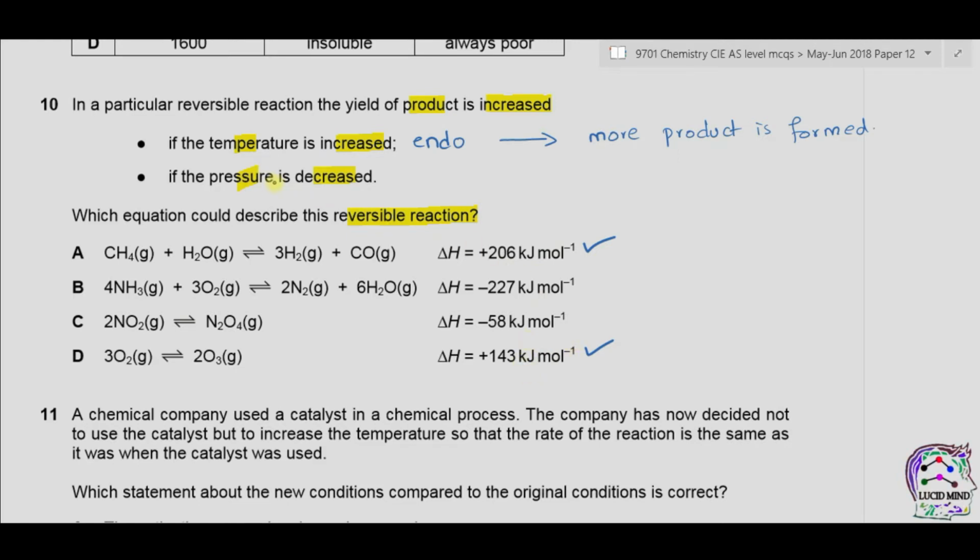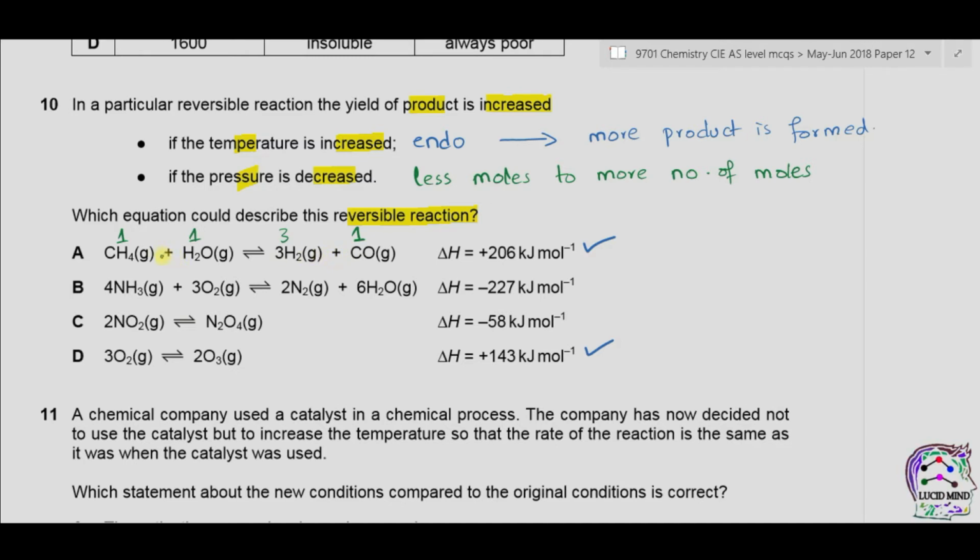Second thing is pressure. Now we know that when pressure is decreased, the reaction will move from less number of moles to more number of moles. So it means that the number of moles of product should be greater than the number of moles of reactant. So in A we have 1 mole of CH4, 1 mole of water, 3 moles of hydrogen gas and 1 mole of carbon monoxide gas. Now the number of moles of product is greater than the number of moles of reactant.